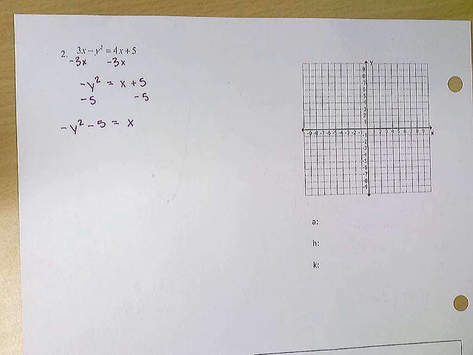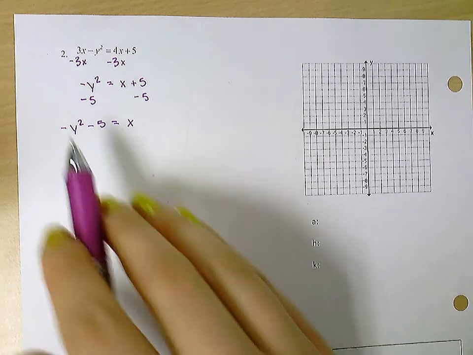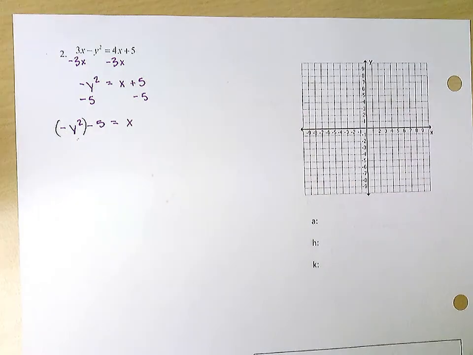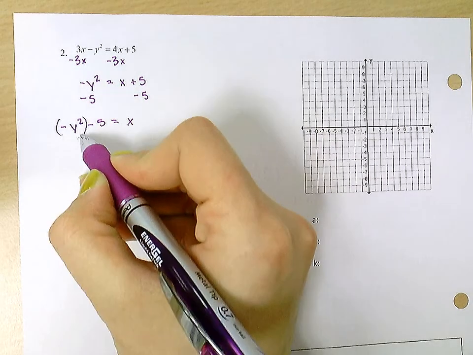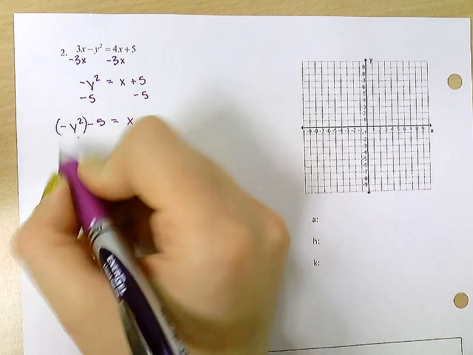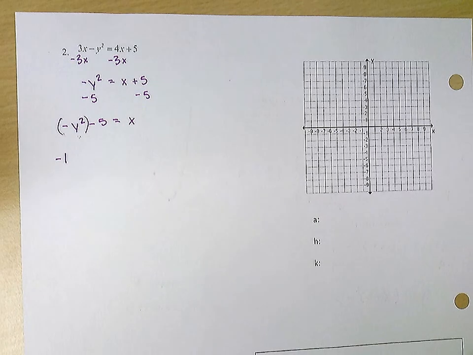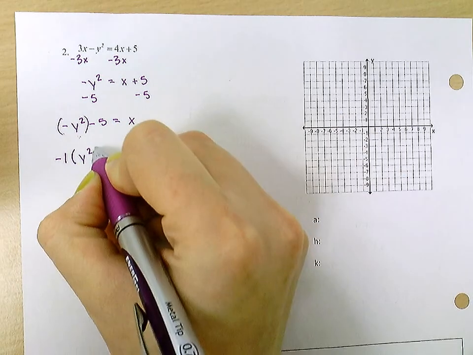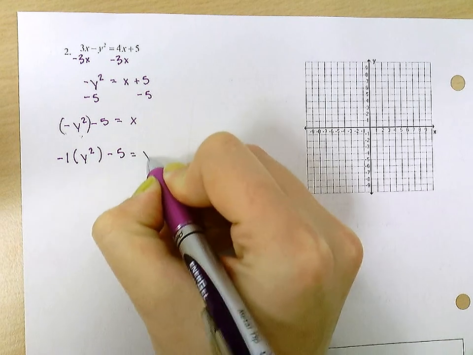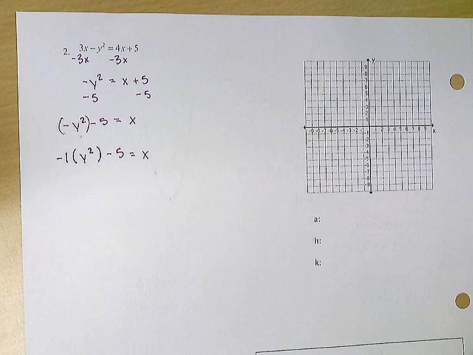So just like before, I need to take my numbers that have a variable in them and factor out. That's just this one right here. I don't have a number with y, I just have a y squared. So I need to factor something out of this y squared. It's just negative 1. So I have negative 1 times y squared minus 5 is equal to x.